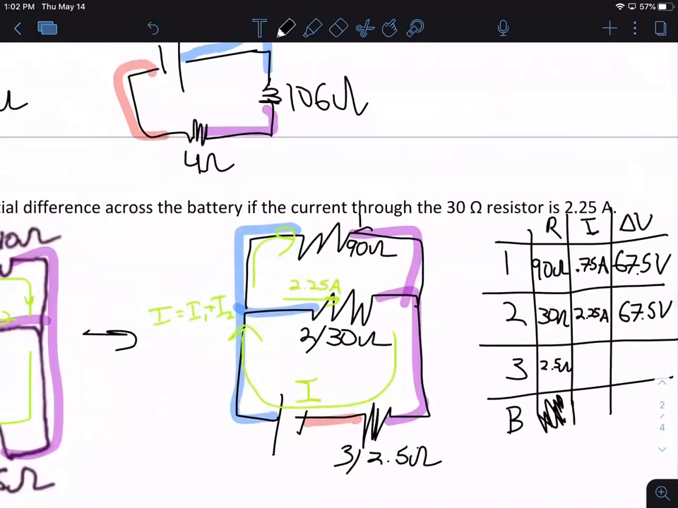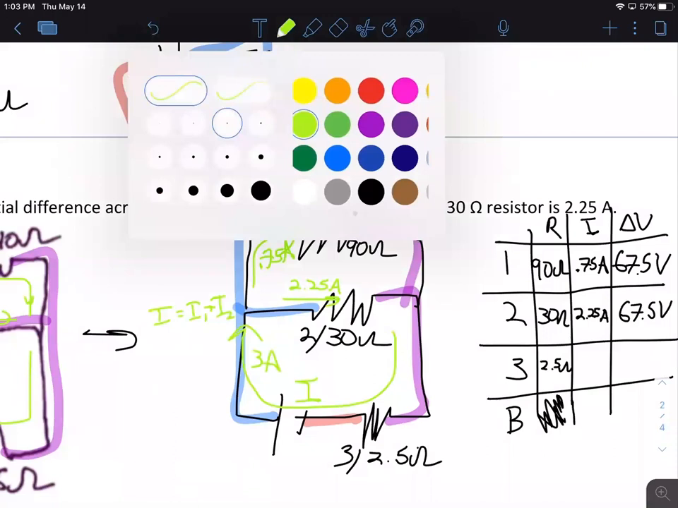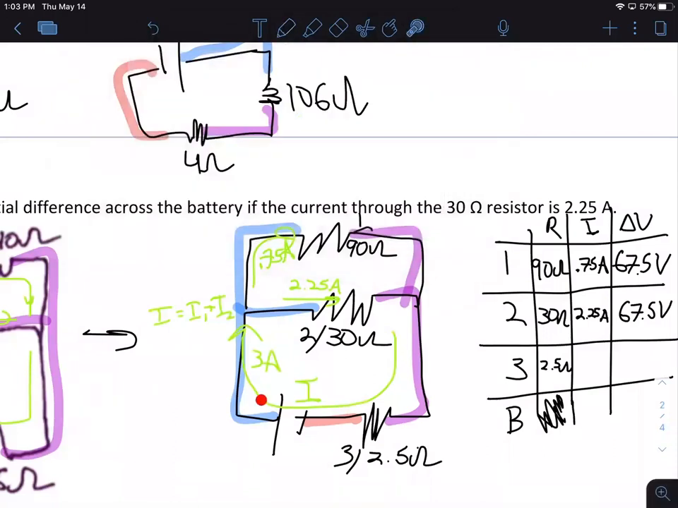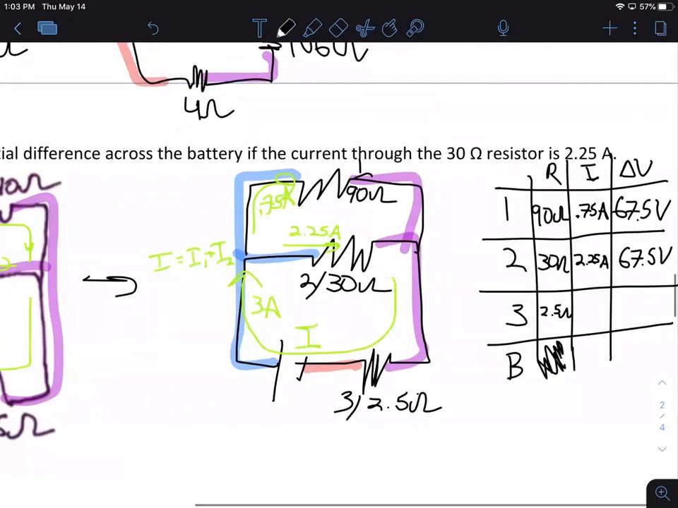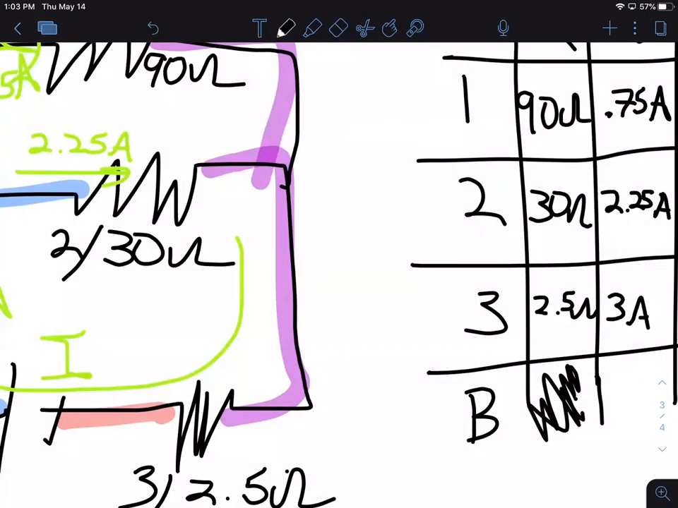All right, so current going this way is 0.75 amps. Well, we just said the total current is these two together because it's splitting up. That means the total current has to be 0.75 plus 2.25, 3 amps. Great. And that's going to be the current through the battery and the current through resistor number 3. I like this question a lot.